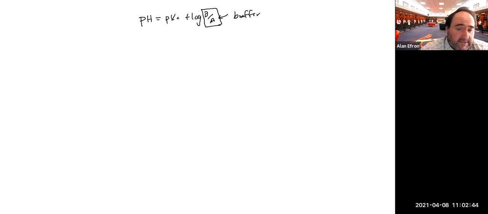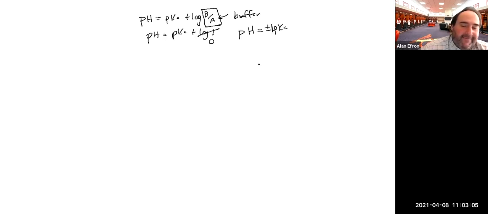If these were the same concentration, that would give us pH equals pKa plus the log of 1, which is 0. So how effective is a buffer? Well, a buffer is usually effective plus or minus 1 of the pKa value. That comes from a base to acid ratio of about 0.1 to 10. But really the buffer works pretty well at a plus or minus 1 range of the pKa value.